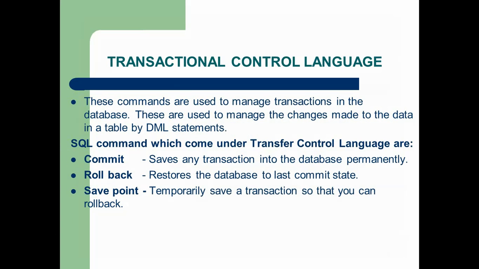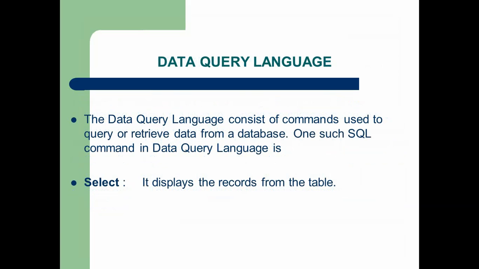So these are the three commands that come under TCL. One, commit, which saves the transaction permanently. Rollback, which restores all the transactions to the last commit state. Savepoint, which saves the transactions temporarily. Next, data query language. Of course, query means question. For asking questions in SQL, we use the command called select, which is used to display the records from the table. So there is only one command in DQL, that is called select.